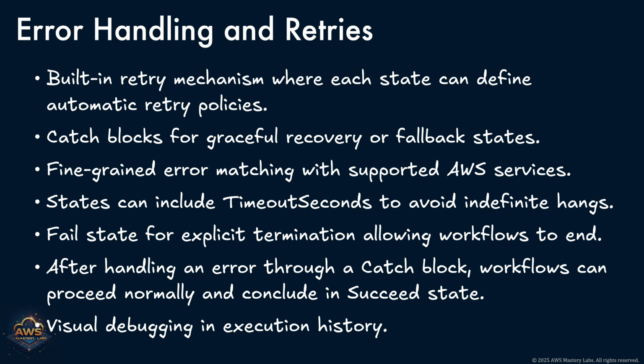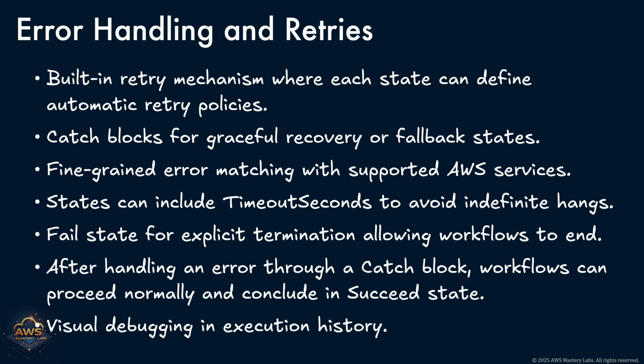One of the key strengths of AWS Step Functions is its powerful and flexible approach to error handling and retries, allowing you to build workflows that are not only robust but also self-healing. Each state in a Step Functions workflow can include a built-in retry mechanism. With just a few lines of JSON, you can configure how many times to retry a failed step, how long to wait between retries, and how aggressively to back off using exponential delay. This allows you to gracefully handle transient issues without writing any retry logic in your application code.